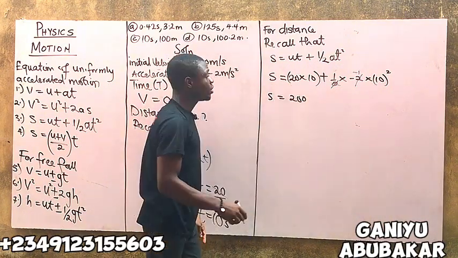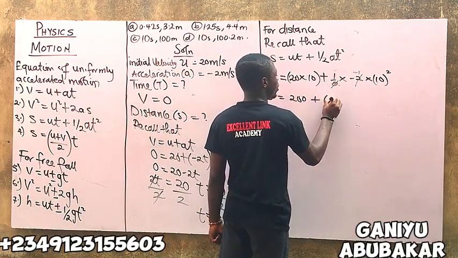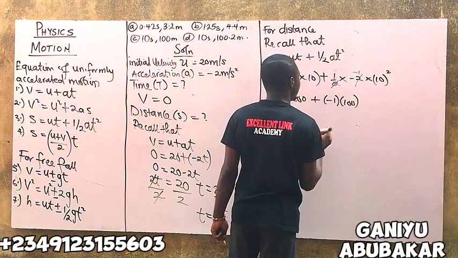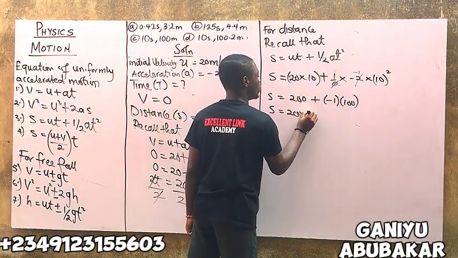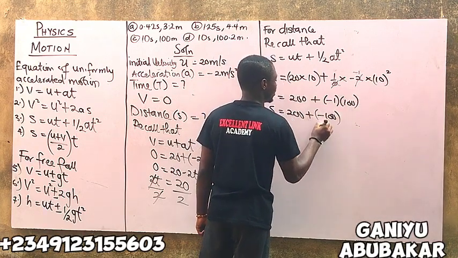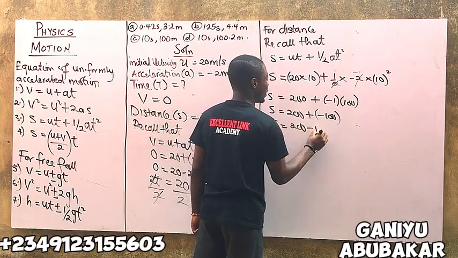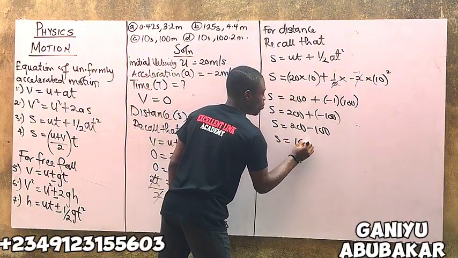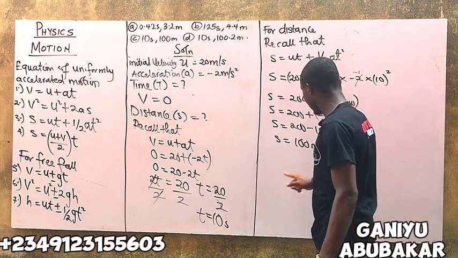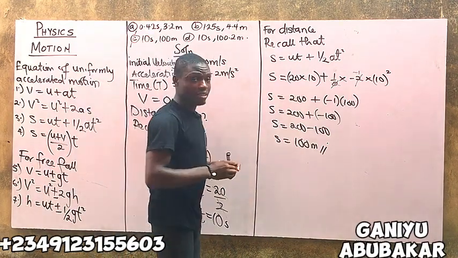So X is equal to 200, because 20 times 10 is 200, plus 1 times minus 1 times 100, since 10 squared is 100. So X is equal to 200 minus 100, since plus minus is minus. Hence X is 100 meters. So my answer there is time is 10 seconds and distance is 100 meters. So option C is my answer.